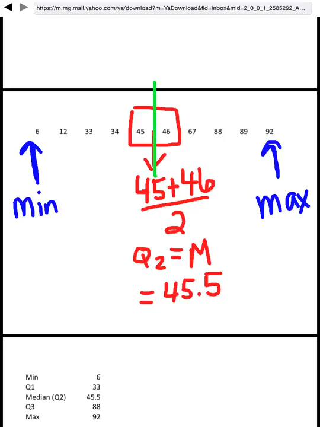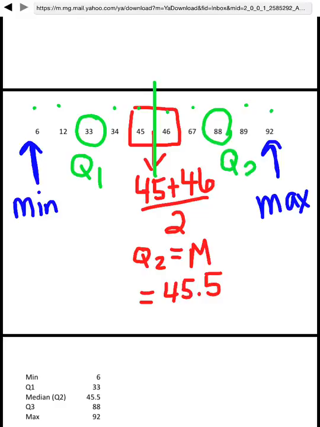So looking at the bottom half of the data set, I'm going to do the same thing in pairing 6 and 45, 12 and 34, and I find that I have a middle number of 33, which is Q1. I do the same thing for the top half, 46 and 92, 67, 89, one middle number, Q3. Now this happens, us having an average for our median and an exact middle number for Q1 and Q3, when you have an even data set.